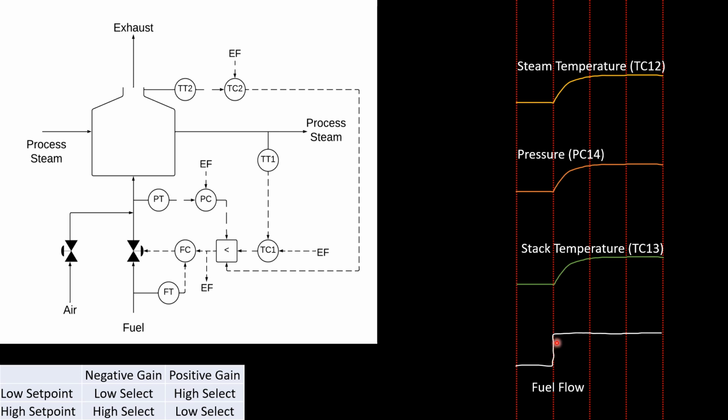So if I increase the amount of fuel going to my heater, I know everything within my heater is going to be hotter, and my fuel pressure is going to increase. I have more fuel, as well as my stack temperature is going to increase, as well as my steam temperature is going to increase. Since both stack temperature and fuel pressure are high set point override controllers with positive gain, then a low select function block needs to be used in this example.